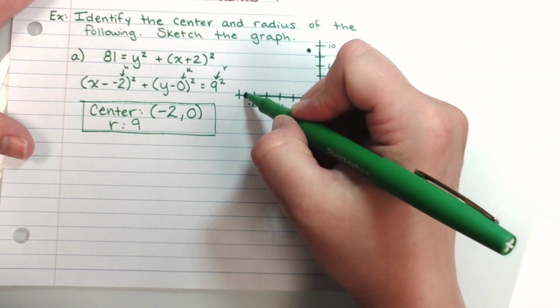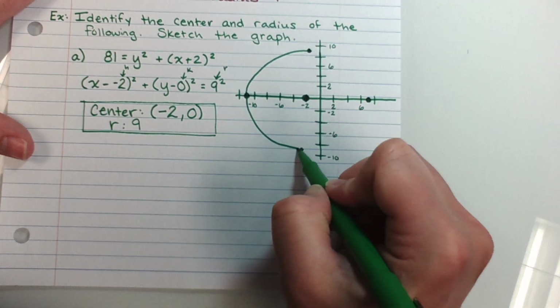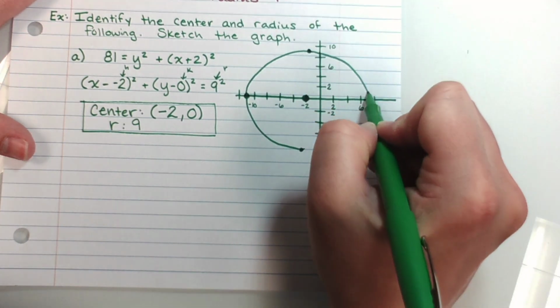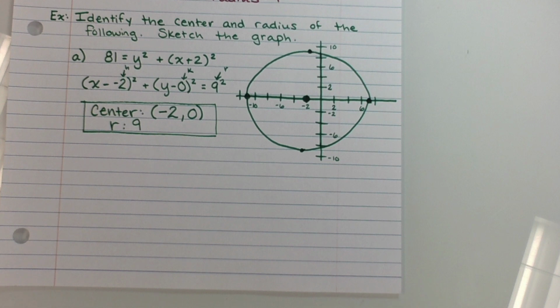And then I just try to make it as circle-y as possible. Yes, sometimes it ends up looking like a football. As long as it doesn't look like a diamond, I'm okay. Make it a little bit curved.